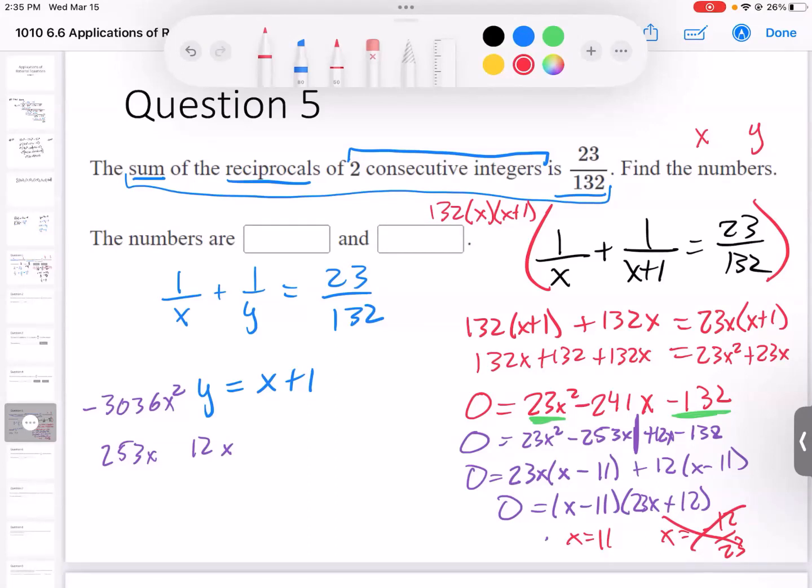So I'd say x equals 11, and then I need to also figure out what y is. Well, I said that y equals whatever x is plus 1, and so that means that the other number is 12. And if you want to, you can always go back and check your answer. 11 and 12 are 2 consecutive integers, so that's good. And if you did the reciprocal of these two numbers and added them together, you would end up getting that fraction. Because if you do 1/11 plus 1/12, you'd have to find common denominators. And if you added them together, you would get 23/132.